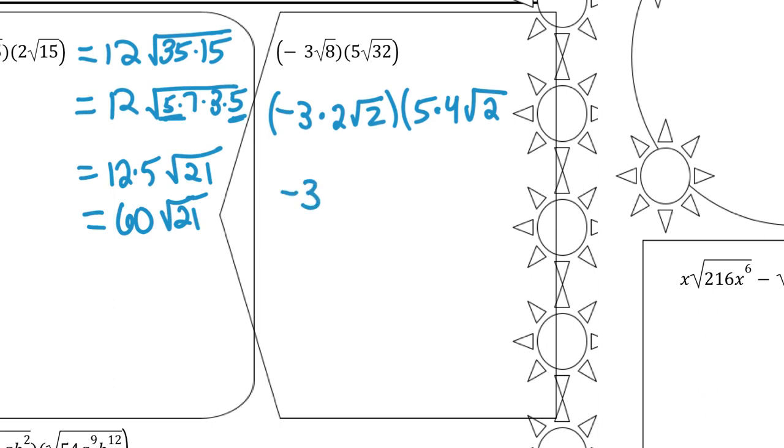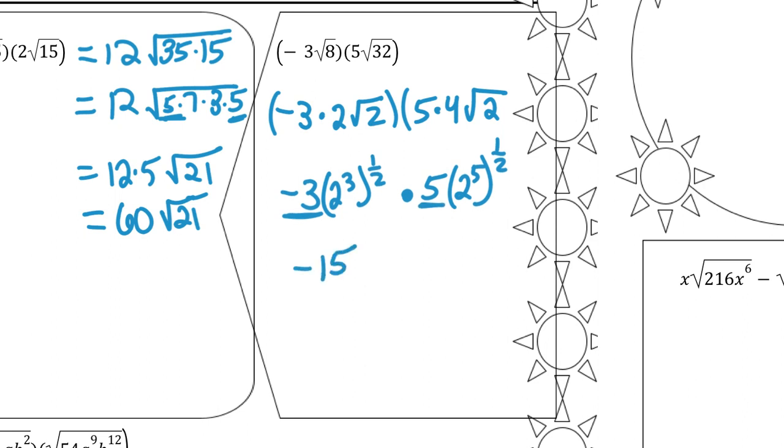This is negative 3, and this is 2 cubed to the 1/2. Times, this is 5, and this is 32. Why is it that? This is 2 to the 5th to the 1/2, because there's 3 2s in 8. So this right here is negative 15. 2 cubed is 8.